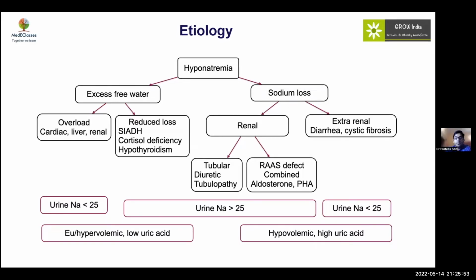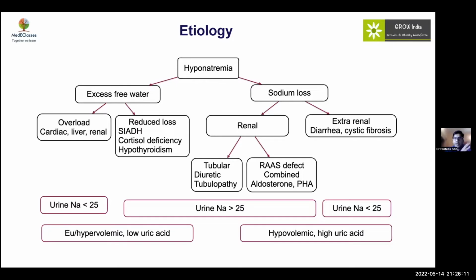So let's go to the excess free water. It can be due to overload conditions such as cardiac failure, liver failure, and renal disease, where the body has water but perceives it as low water because there is a decrease in effective circulating volume. Or there is reduced loss, such as SIADH, cortisol deficiency, and hypothyroidism.